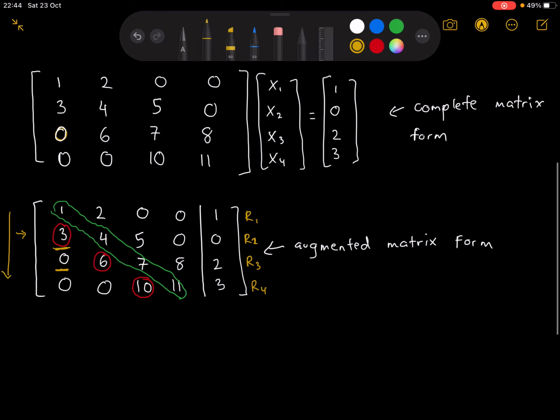For this example, we're going to make this number 3 become 0, and then since this is already 0 and this is already 0, we're going to change this one to become 0, and next we're going to change this one to become 0.